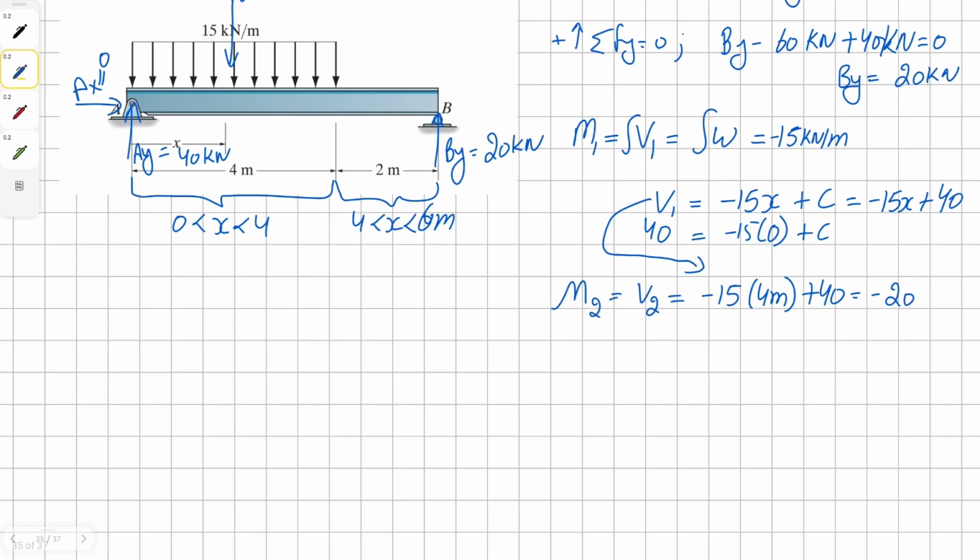So let's solve for moment 1. So for moment 1, we know it's going to be negative 15x squared divided by 2 plus 40x plus c, which is our constant. Now to find the value of our constant, we know when x is 0, moment is 0. And that being said, we know our c is going to be 0. Therefore, our equation for moment 1 is going to be simply negative 15x squared divided by 2 plus 40x.